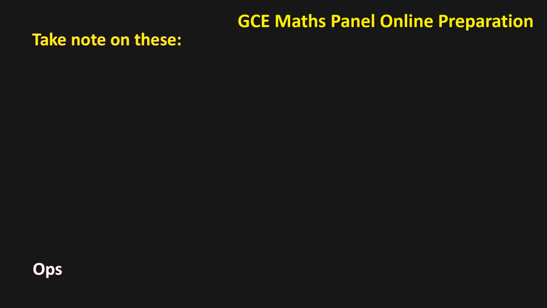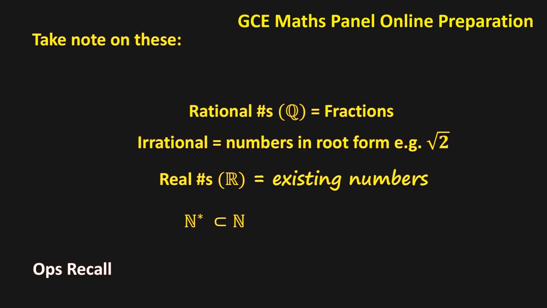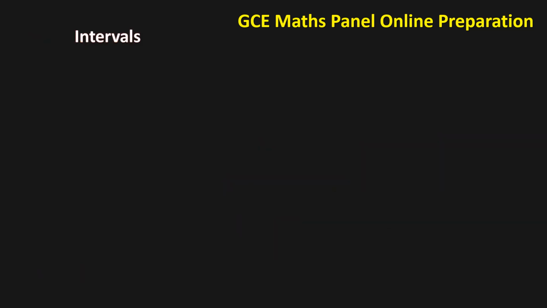Take note of the following. Rational numbers, that is capital Q, that's their representation, are fractions. Irrational numbers are numbers in the root form. For example, you have root 2, root 5, root 7, root 11, and so on. Real numbers, represented by capital R, are numbers that exist. N star is a subset of the set N, and N is the same as Z plus. Z plus is a subset of Z, and Z is a subset of R. These are set relations.